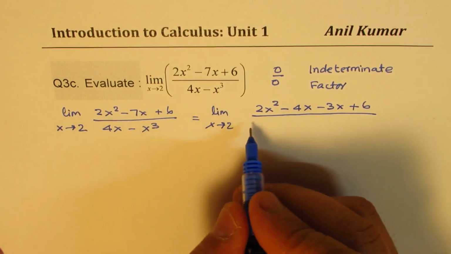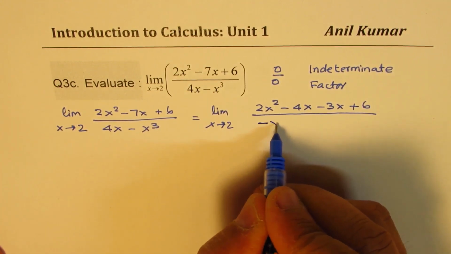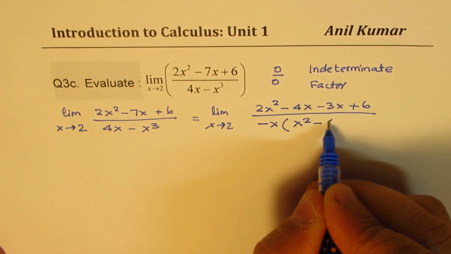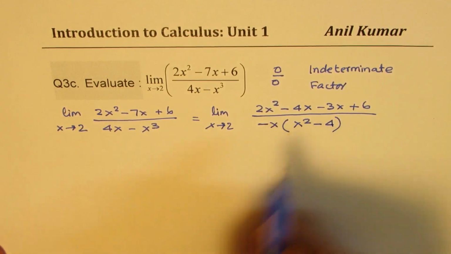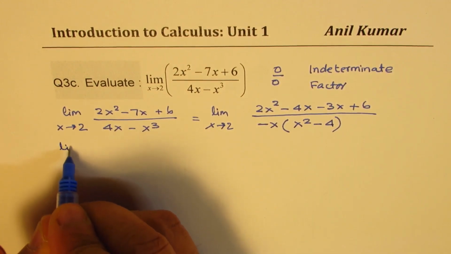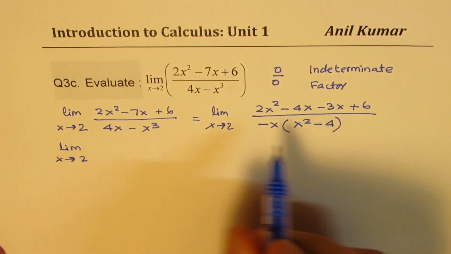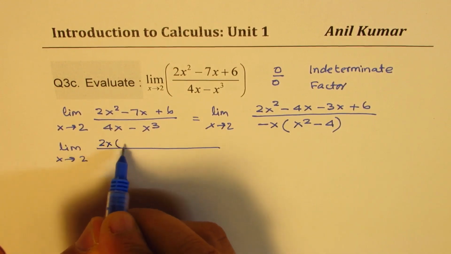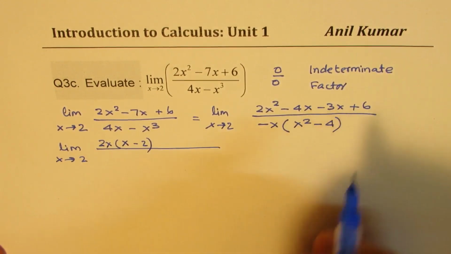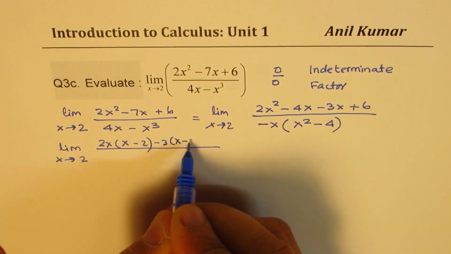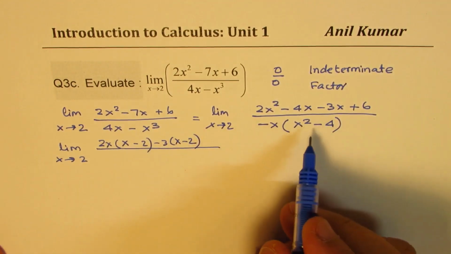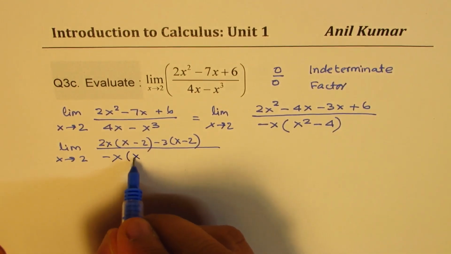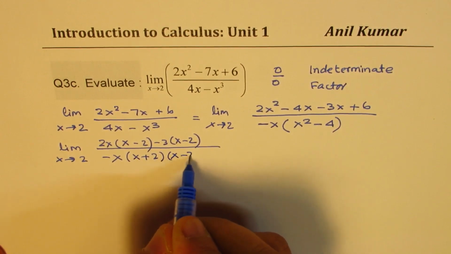Let's take x common here. So let me take minus x common. So if I take minus x common, I could write this as x squared minus 4. Perfect. Okay. So we could rewrite this as limit x approaches 2. The numerator, taking 2x common, we have x minus 2. And here taking minus 3 common, we get x minus 2. So that is what we were expecting, right? A factor of x minus 2. And this could be written as x plus 2 times x minus 2, correct?